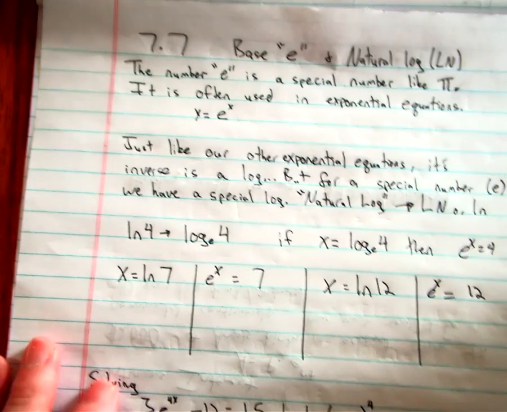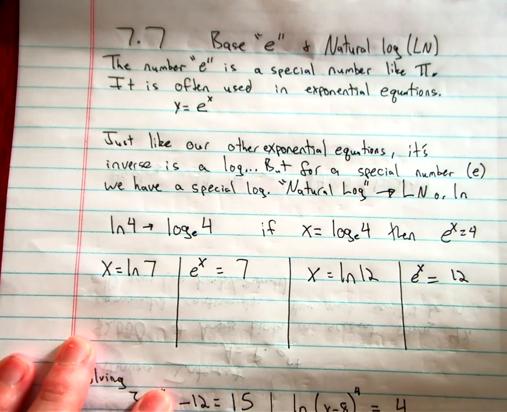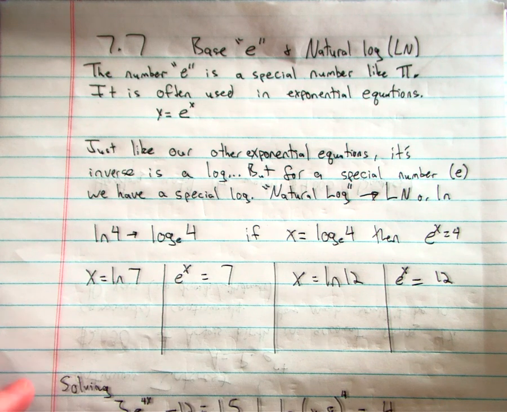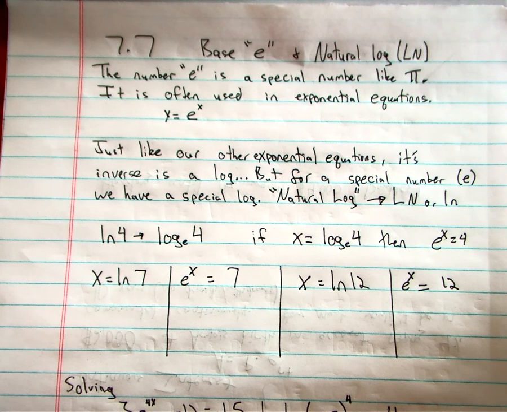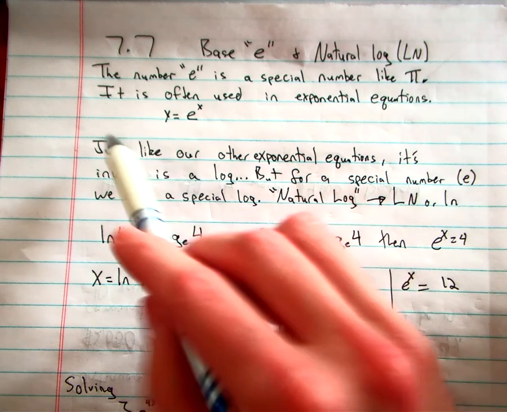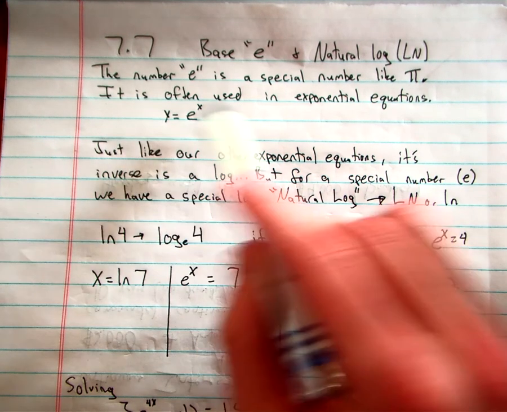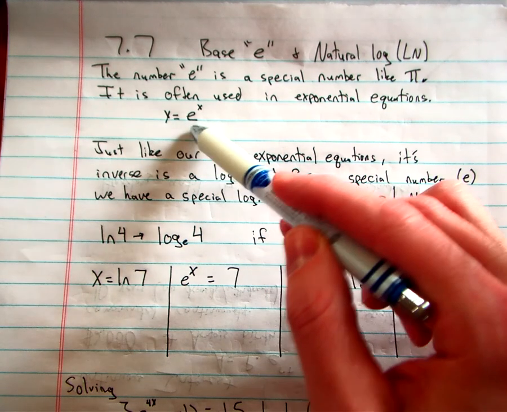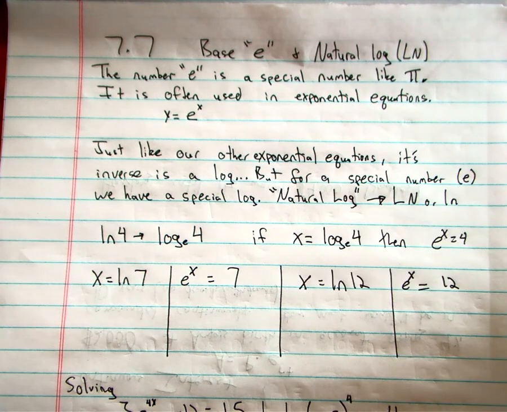So it's talking about base e and the natural log today. The number e is a special number like pi. It's a math number that goes on forever and doesn't repeat. So instead of writing it out every time, there's just one symbol for it, kind of like pi. It's often used in exponential equations, and that's why we're learning about it here. y equals e to the x power.